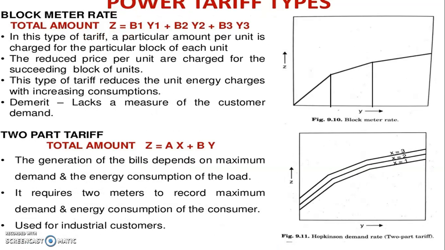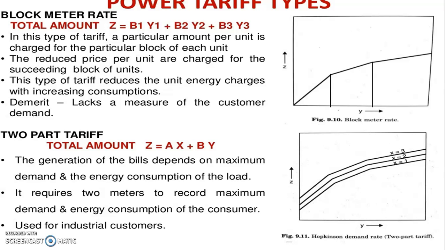Next power tariff type is block meter rate. Here the total amount is calculated by the formula Z is equal to B1Y1 plus B2Y2 plus B3Y3. In this type of tariff, a particular amount per unit is charged for a particular block of units. The reduced price per unit is charged for the succeeding block of units. This type of tariff reduces the unit energy charge with increasing consumption.